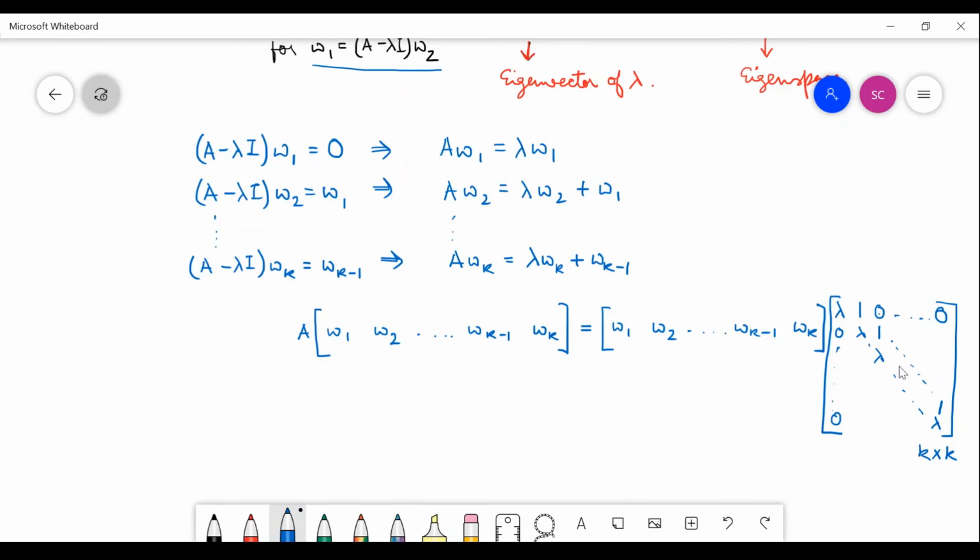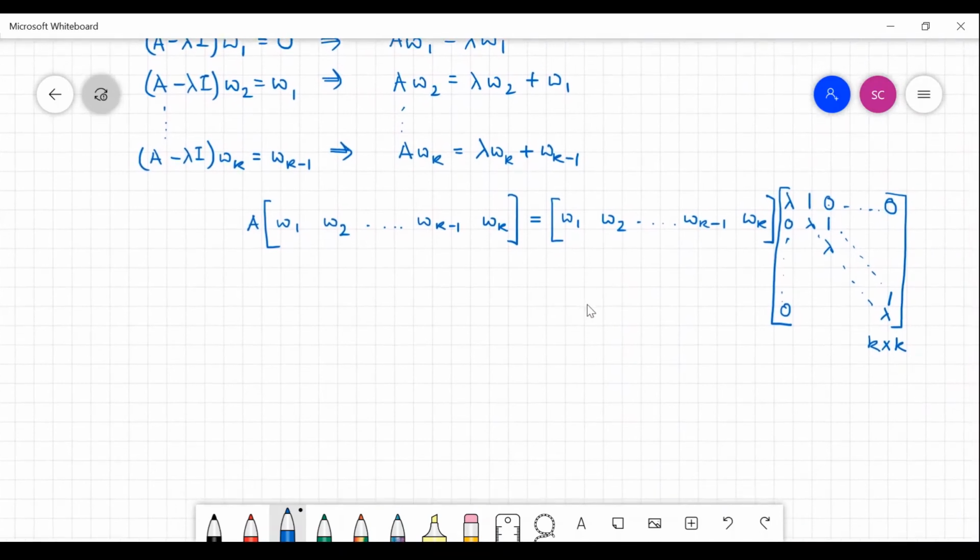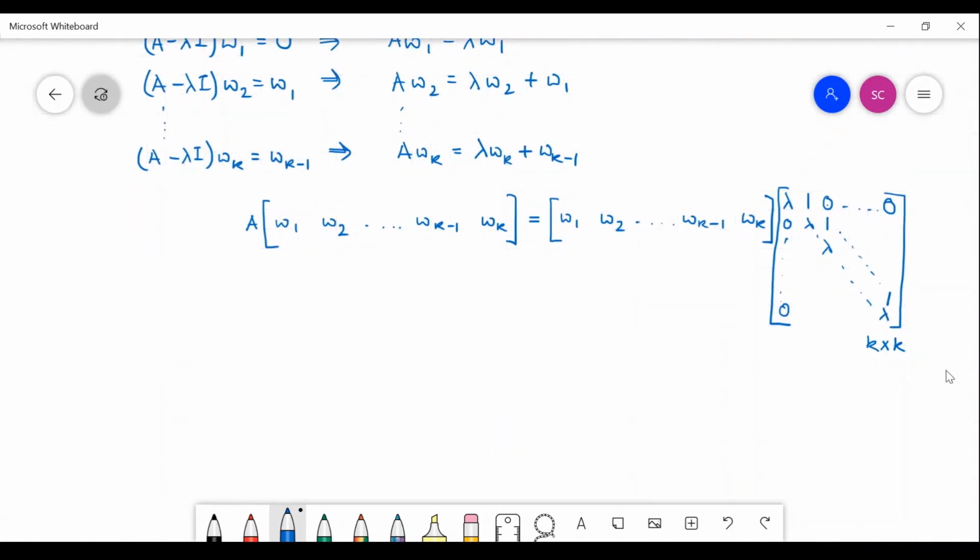And this matrix, as you know, is the Jordan block. This is a Jordan block of size k, and I can write A M equals M J.